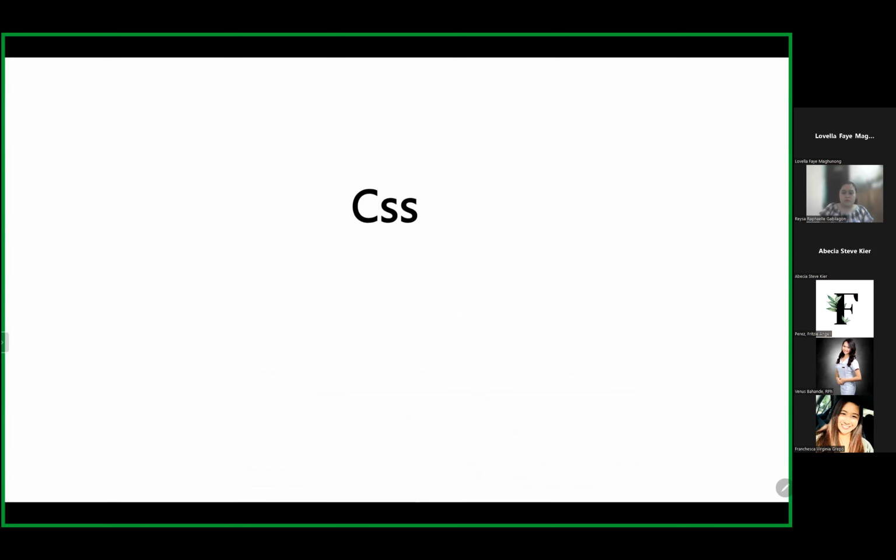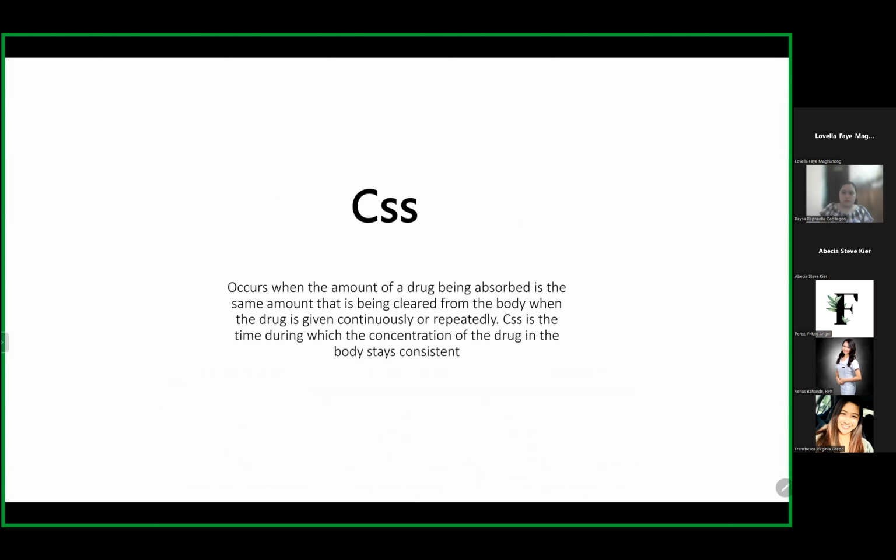Next, our CSS, or steady state concentration. It occurs when the amount of a drug being absorbed is the same amount that's being cleared from the body when the drug is given continuously or repeatedly. CSS is the time during which the concentration of the drug in the body stays consistent.